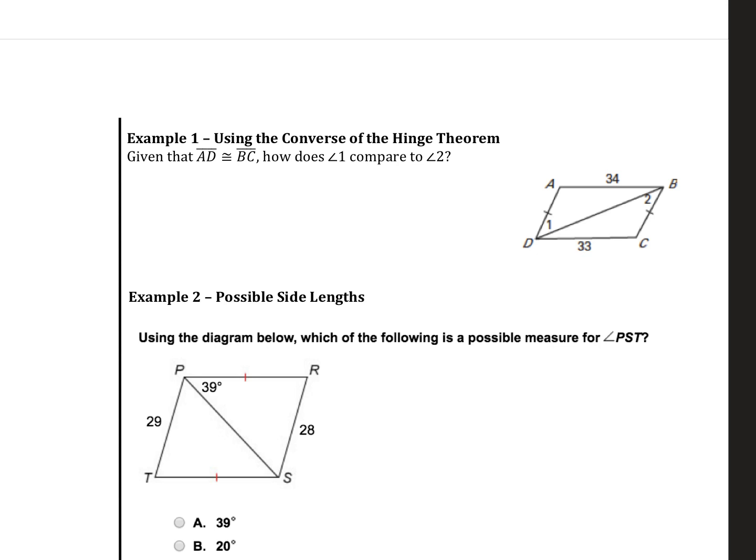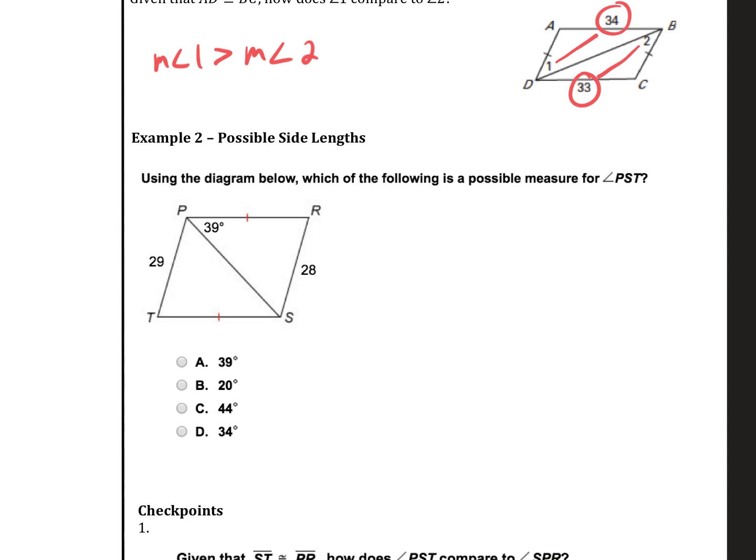All right, so example 1. Given that AD is congruent to BC, what do we know about angle 1 and angle 2? Well, angle 1 is across from 34 and angle 2 is across from 33. Which angle do you think is bigger based on that information? Measure of angle 1 is going to be greater than measure of angle 2 because angle 1 is across from 34 and angle 2 is across from 33, and 34 is longer, so it's going to be across from a larger angle.